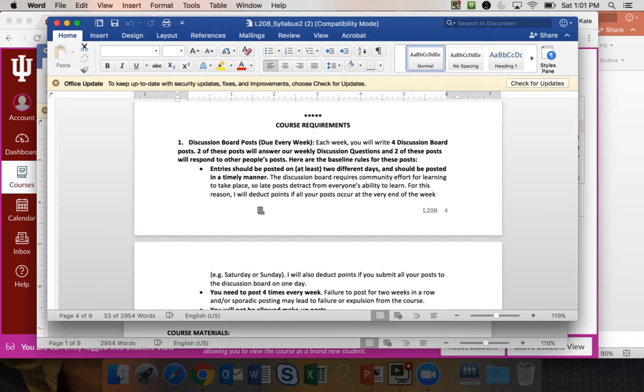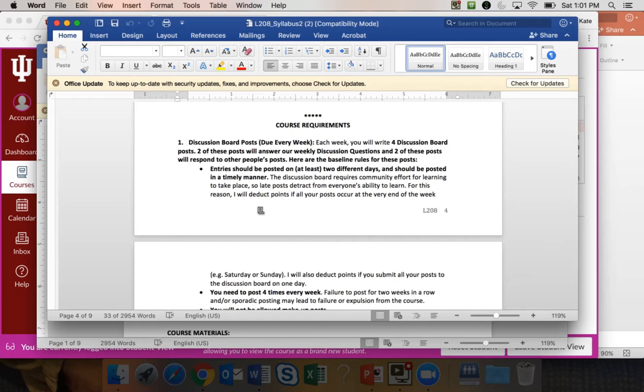I want to start with the discussion board. Now I know that going through the syllabus is not the world's most interesting thing, but I would ask that you pay attention. It's really important to know the course's policies, and in addition, you're going to be taking a syllabus quiz, so pay attention.